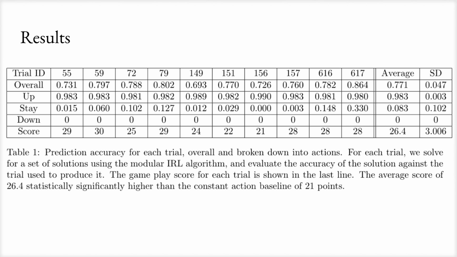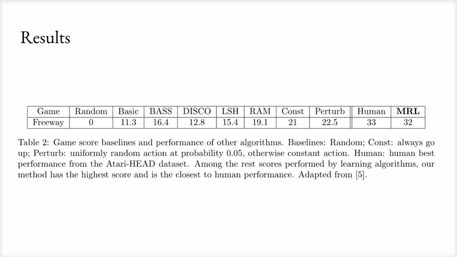For 10 trials of human demonstration data in the Atari HEAD dataset, we ran the modular RL algorithm for each of them. The average prediction accuracy was 77.1%. This is not a very high accuracy, especially with the imbalance breakdown for different actions. However, we later realized that prediction accuracy was not the best metric to use. Despite the low accuracy, the average gameplay score was 26.4, which is statistically significantly higher than the other non-deep RL algorithms, which is shown in the slides.